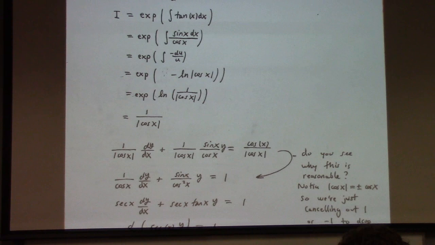I think so. I think I did it correctly. Without making the cancellation? I didn't move the negative inside. I kept it e to the negative ln cosine x.